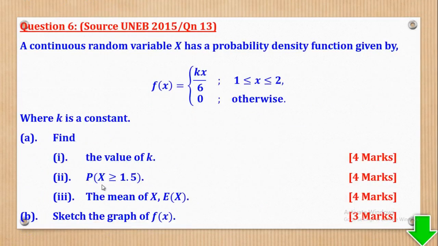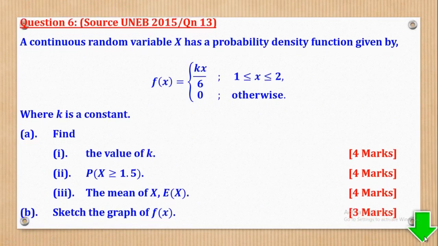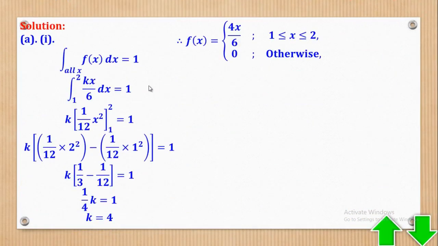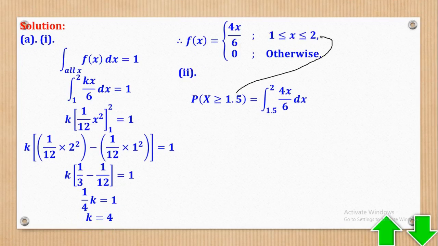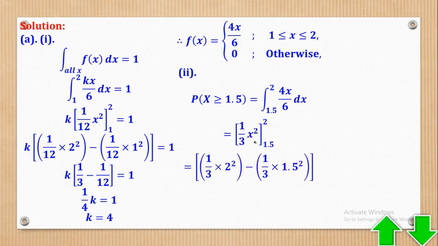So now we shall go to Roman 2, where they want the probability of x greater than or equal to 1.5. So the probability means that you integrate from this one up to the highest value, which is 2, of this function which is there. So when I integrate that function, I'll come up with that. And when I simplify and when I substitute the limits, I'll come up with that. Then when I use a calculator, I'll come up with the answer as 7 over 12.